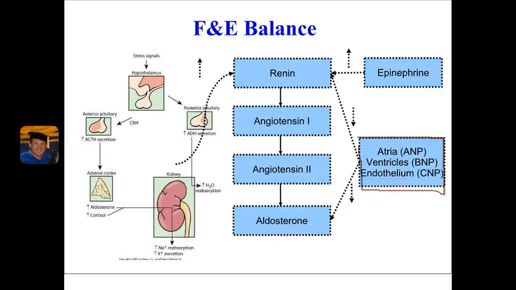Now, sometimes what you'll have is you'll have all of these different things going at the same time. So the kidneys are being told, hold on to fluid and sodium. And then at the same time, they're also being told by the heart, through ANP, BNP, hey, we've got too much water, you need to get rid of it. Usually, the kidneys err on the side of keeping the water when they've got these conflicting signals at the same time.